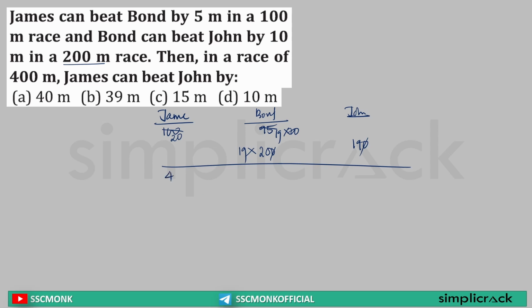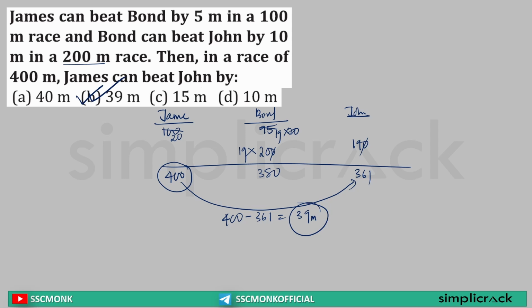20 into 20 is equal to 400. 19 into 20 is equal to 380. 19 into 19 is equal to 361. So in a race of 400 meter, James will be running 400 meter and beating John by how many meters? Sir, 400 minus 361 is equal to 39 meter. So James will be beating John by 39 meter. Clear? Yes or no?